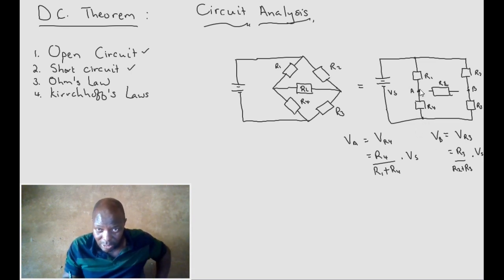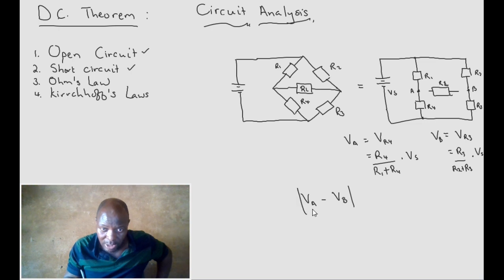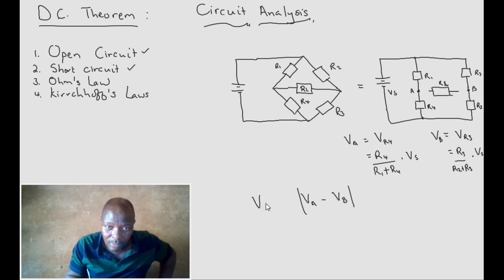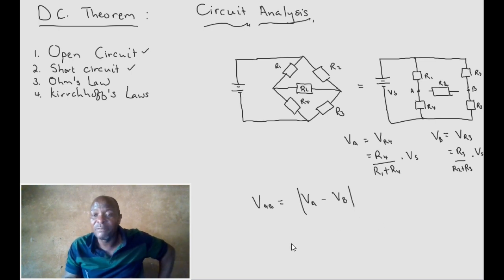So now, what will be the voltage between A and B? What is the voltage across AB? That will be VA minus VB. I'll say the modulus. Why? Maybe VA is smaller, in which case I don't want to make that voltage a negative value. So our VAB will be the modulus of the difference between VA and VB, just in case VA is smaller, so it will not give us a negative value. So the positive of whatever difference there is.